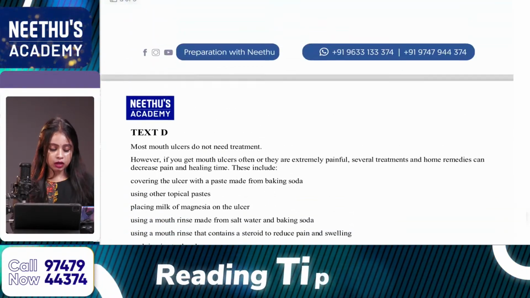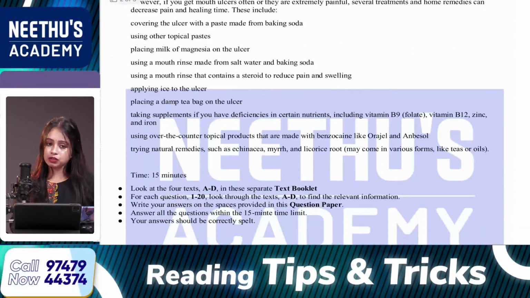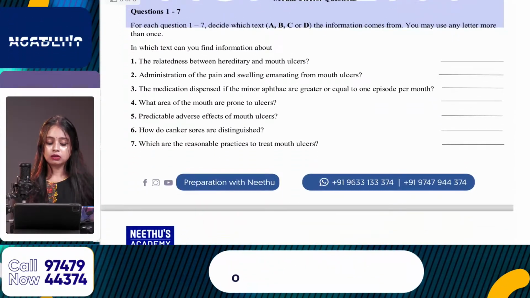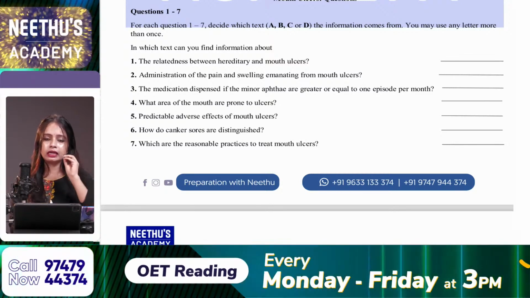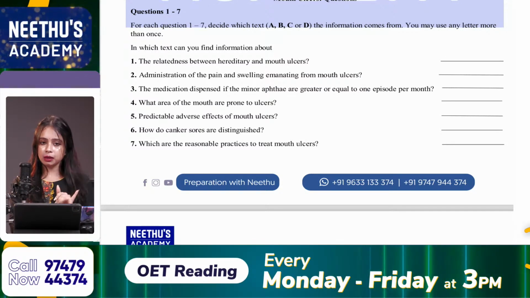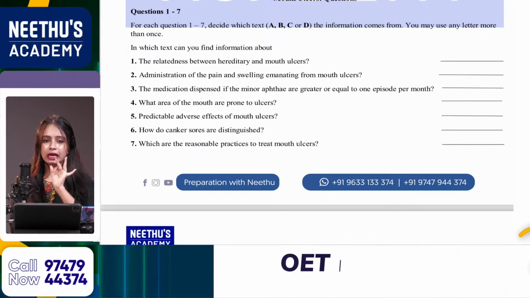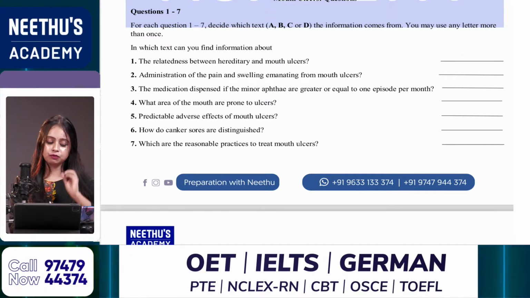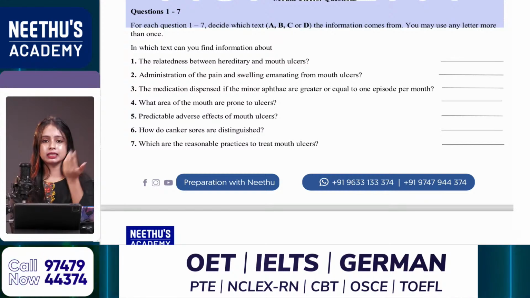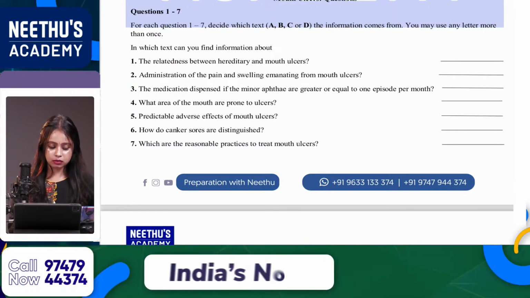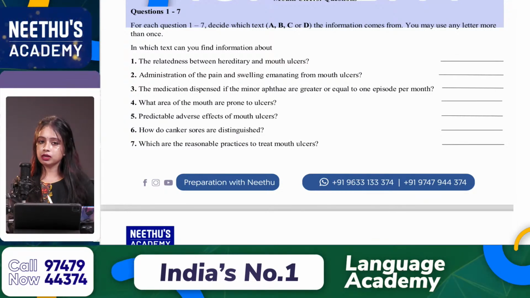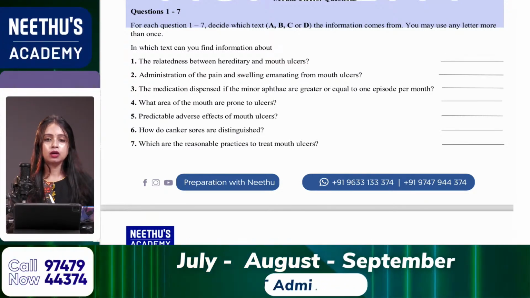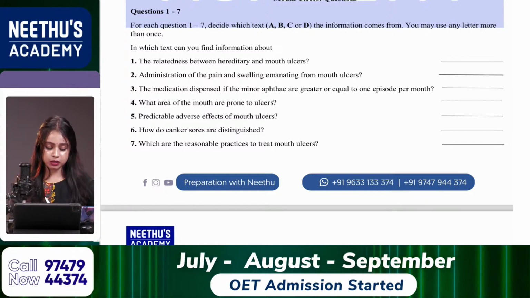So I'm moving to the first question: the relatedness between hereditary and mouth ulcers. What are your keywords from the first question? Let me know in the comments the question number plus your keywords and your answer. It will be easy for you as well as for me to understand the questions. First question, what is your answer? Please comment your keywords and your answer.